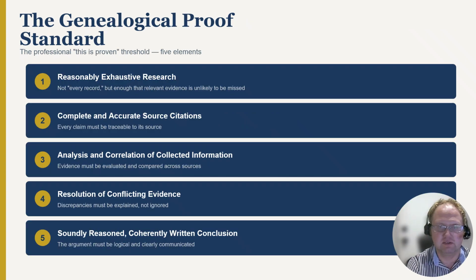All right. So this comes down to the Genealogical Proof Standard. Let's discuss the quality control systems that govern professional work, the Genealogical Proof Standard, or GPS. This is the threshold for saying this is proven, which, as I've alluded to earlier. This is not my own idea. All these principles I'm teaching, I've heard from other people.